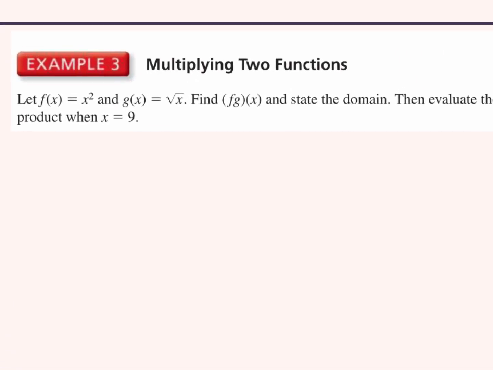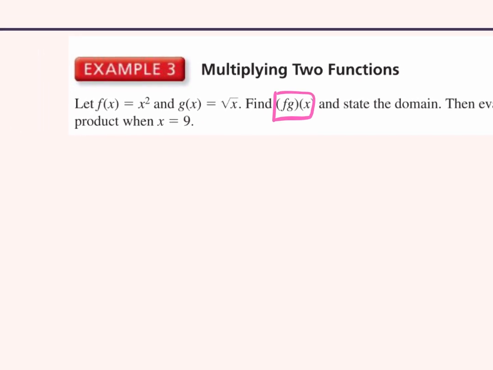Right, example 3. We have to multiply, so f times g of x. Then we have to state the domain and evaluate the product when x is equal to 9. So 3 parts to this question. First, we have to find f times g of x. So we're going to multiply our 2 functions together. I have x squared times the square root of x.